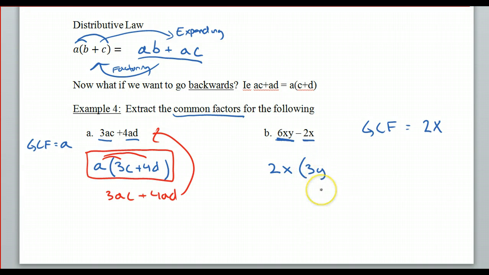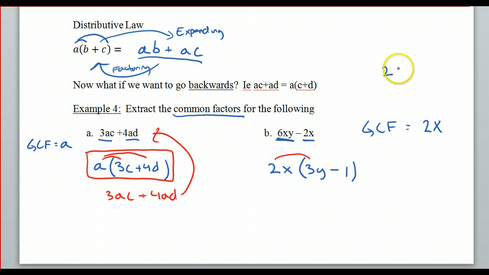3y. And that's because when I go backwards, 2 times 3 is 6, and x times y is just xy. So that's what I mean when I say take it out. You're removing, you're dividing that 6 by the 2. Now when I remove the 2x from 2x, what's left? 1 is left over. And again, when I say take out, really the mathematical operation is dividing.